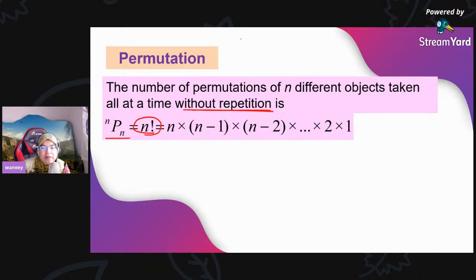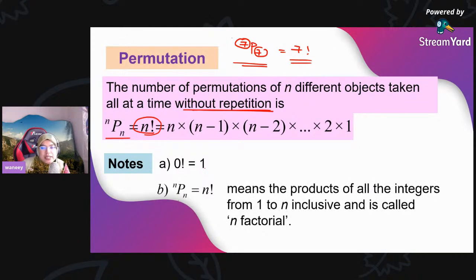So if I have 7 subjects and I want to arrange all of them, out of 7 I want to arrange all 7. So it is 7P7, or you can easily write 7 factorial. One note: 0 factorial is equal to 1. The second one, nPn is equal to n factorial, meaning the product of all the integers from 1 to n inclusive is called n factorial.